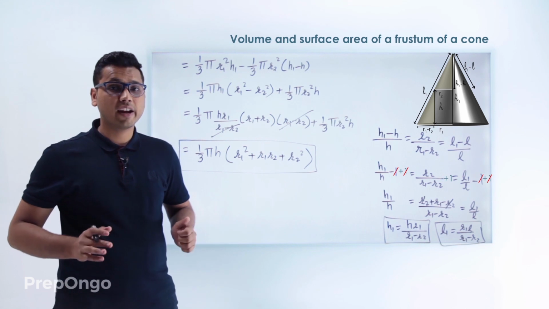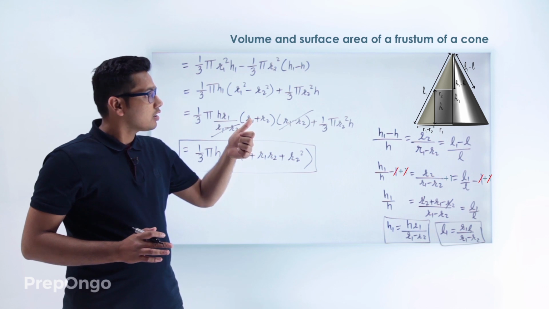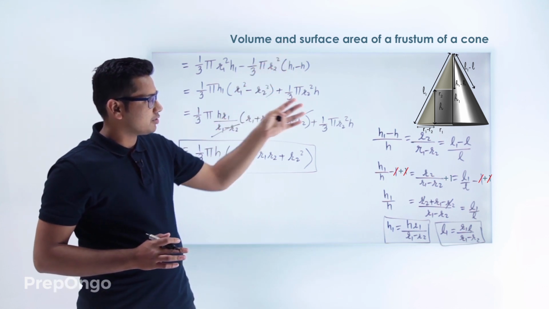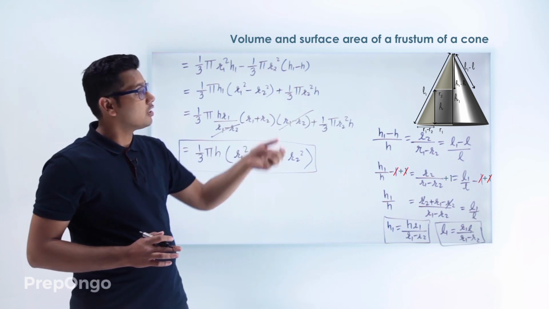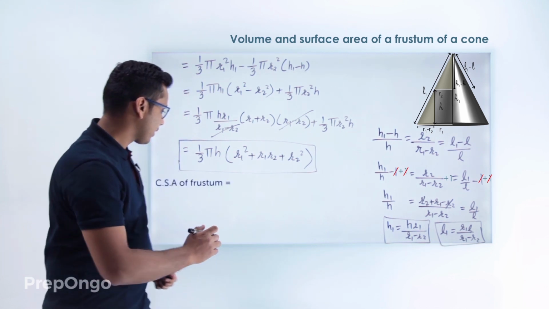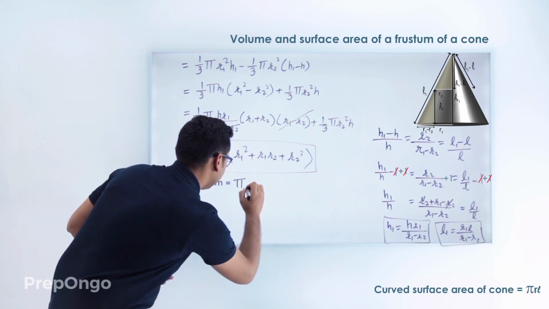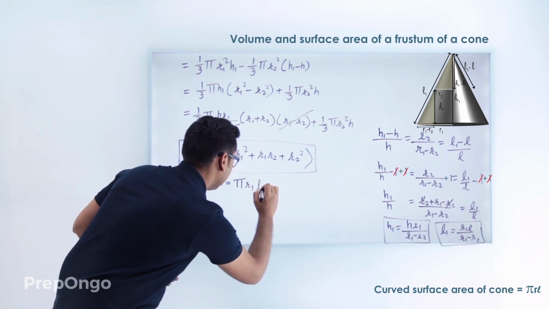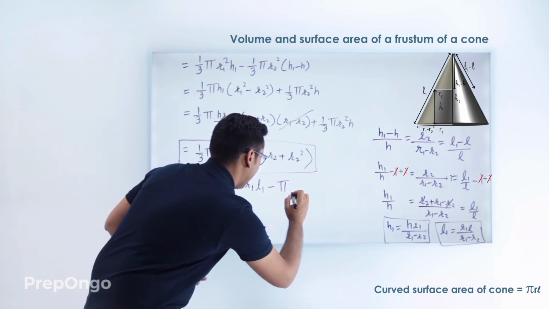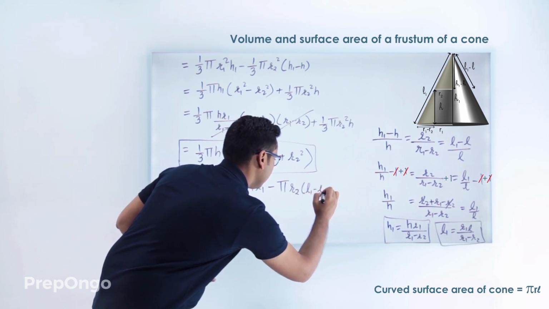In a similar manner, we can also find out the curved surface area of this frustum of a cone. Curved surface area will also be equal to the curved surface area of this bigger cone, and we have to subtract the curved surface area of this smaller cone. So the curved surface area of the bigger cone will be pi, its radius is R1 and its slant height is L1, minus the curved surface area of the smaller cone, this is pi, its radius is R2 and its slant height is L1 minus L.